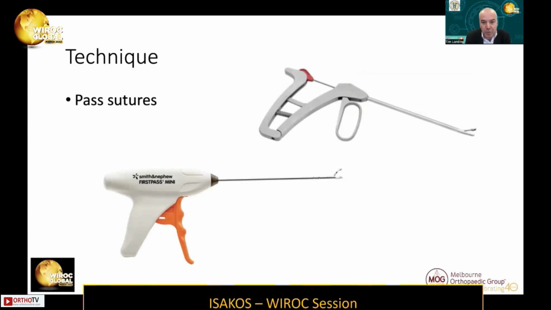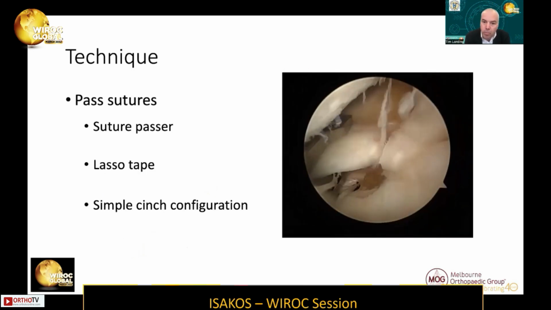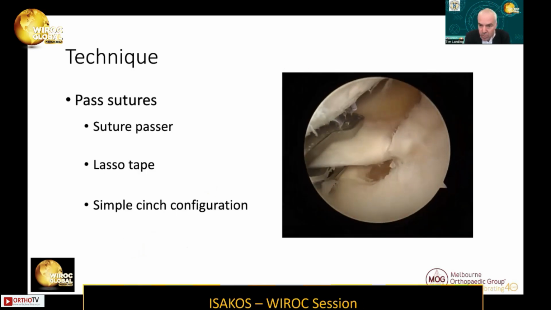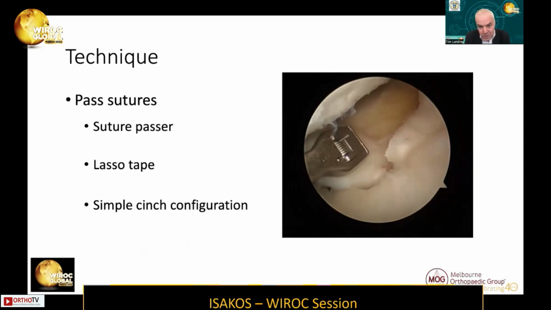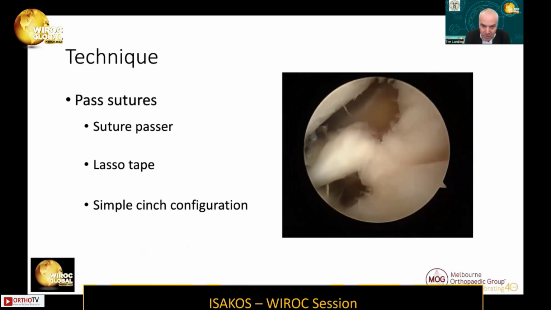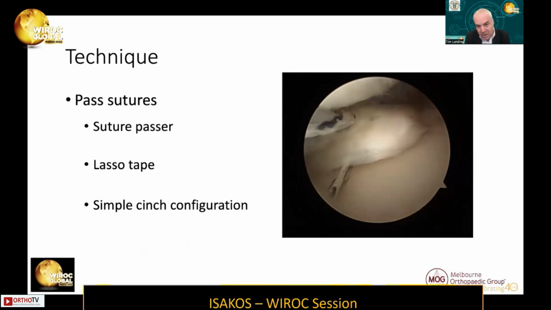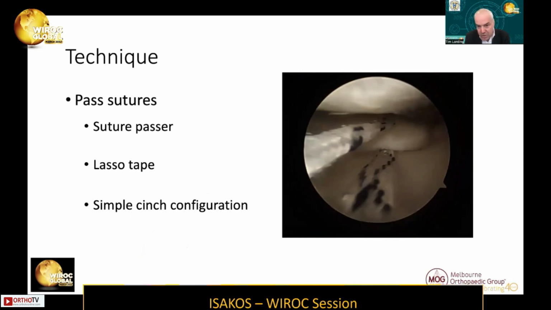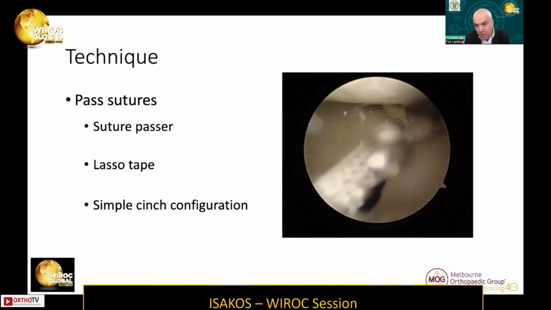The next step is to pass sutures into the meniscal root. There are a number of companies now that have devices for this, and these are usually miniaturized versions of our shoulder instruments. Here we can see the instrument used to pass the suture. I use a lasso sort of suture tape, which makes it very easy to make cinches. I use a simple luggage tag type cinch, with usually 2 or 3 of these being sufficient.